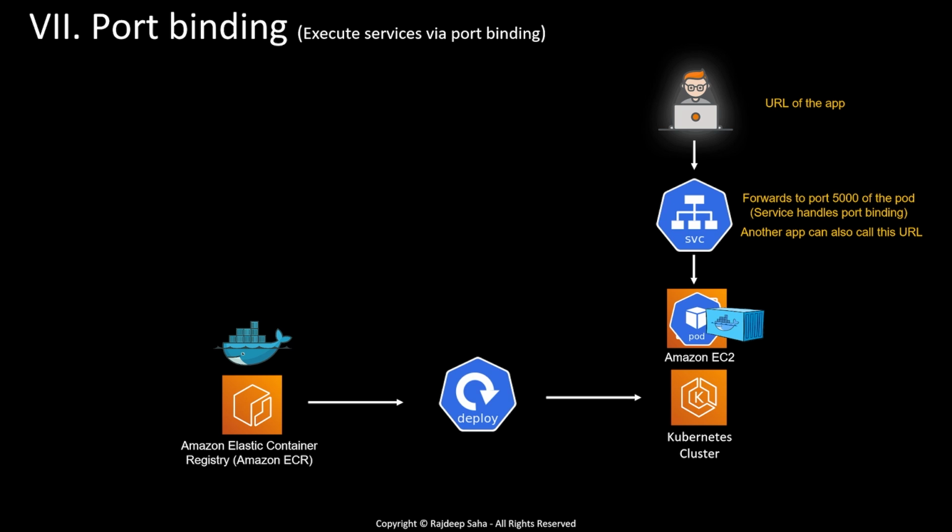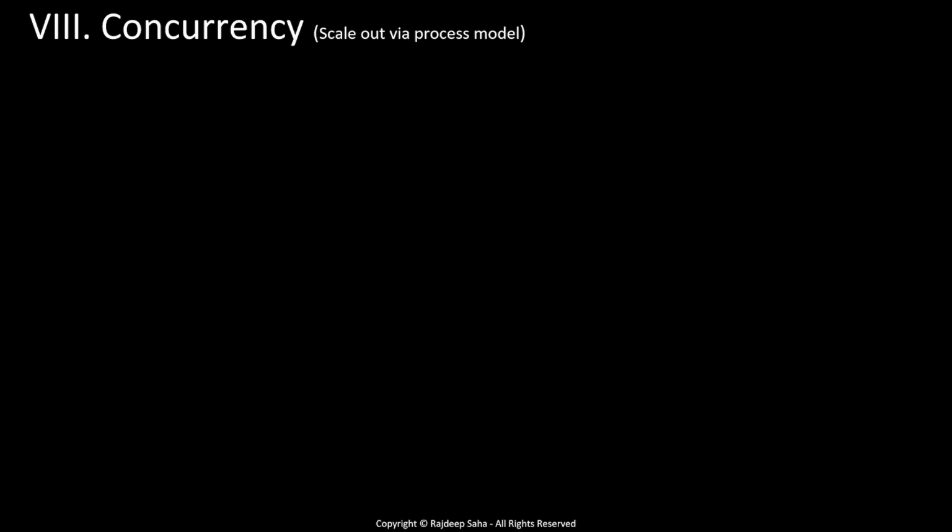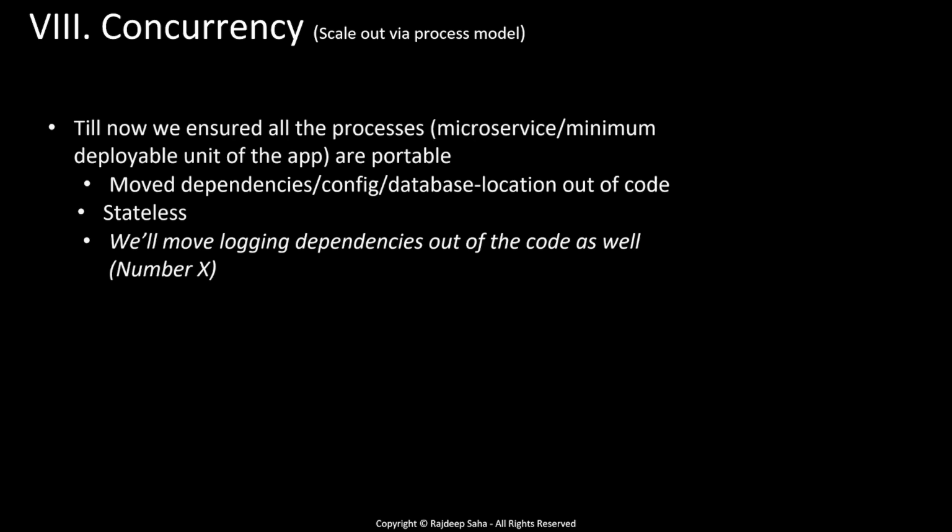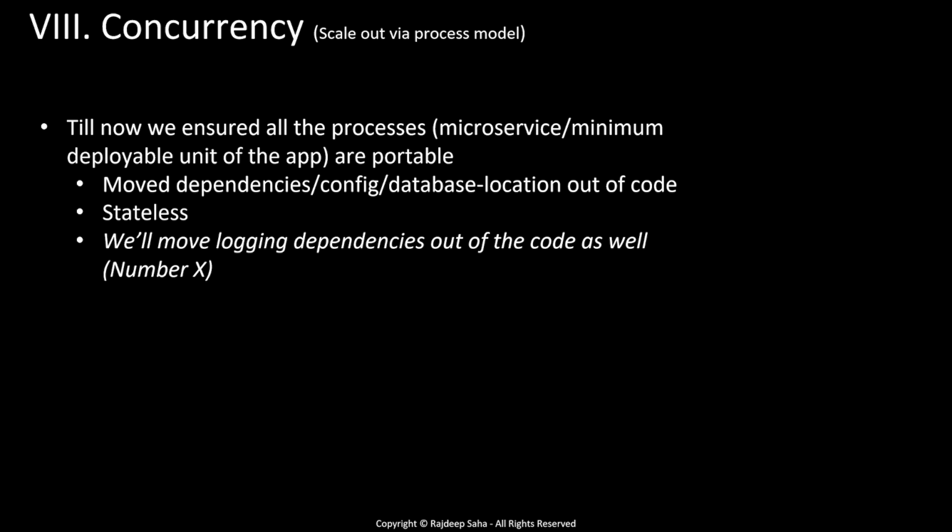Now the next factor is concurrency. The tagline is scale out via process model. I don't know, by this time horizontal scaling was up and running. I don't know why they use this kind of fancy language, but let's simplify. Till now, the previous factors ensured that all the processes, remember process is the minimum deployment unit, could be a microservice backend, each application must come from a separate repository, are portable. So whatever we did till now made the code portable.